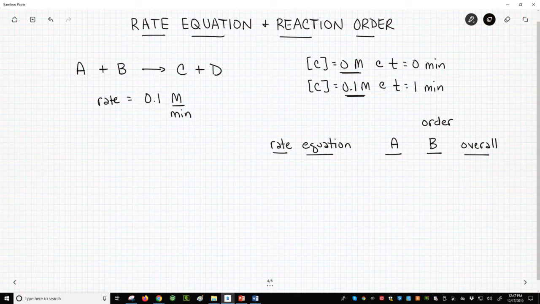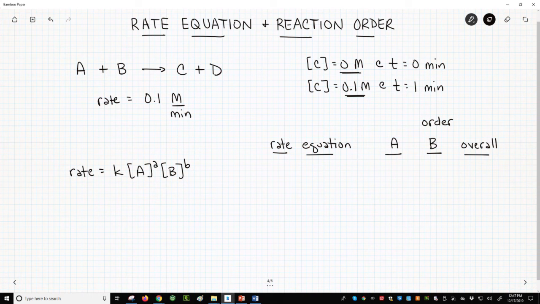Reactions follow rate equations. In the lower left, I'll show a rate equation. So rate equals a rate constant, that's K, multiplied by the concentrations of our different starter materials with exponents. So concentration of A to the lowercase a power and concentration of B to the lowercase b power.